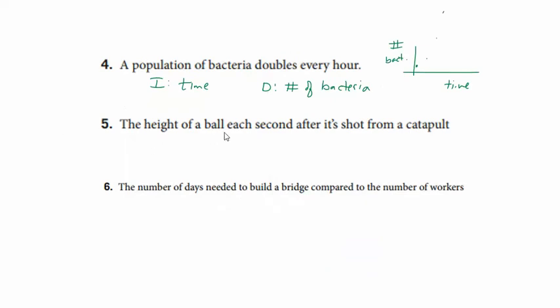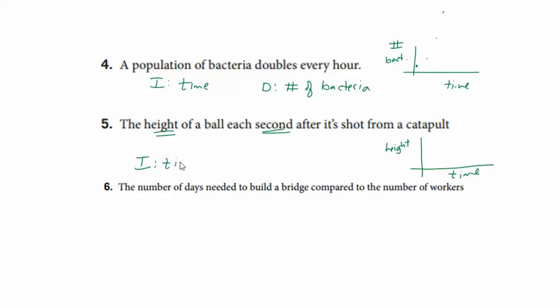Number 5, the height of a ball each second after it's shot from a catapult. Each second. So again, we're looking at time. That's your seconds. And then the height of the ball. So here is going to be the height of the ball, measured in feet or meters or whatever. So my independent variable is time.